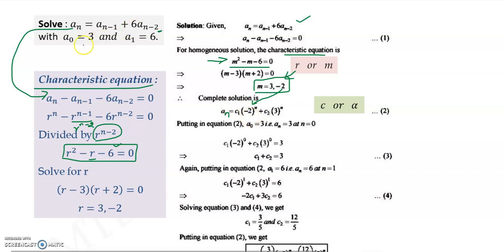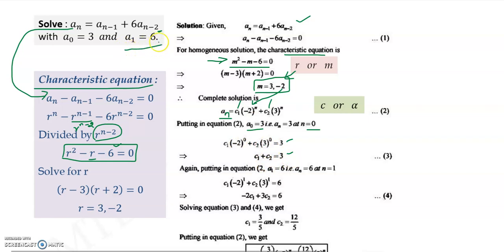Now what we have to do? See what is given in the question. We have written the solution, but we have to find the values of c1 and c2. How to find c1 and c2? You see, a naught equal to 3 and a1 equal to 6 are given. Take the first value, a naught equal to 3. Substitute it in a_n is equal to c1 times minus 2 power n plus c2 times 3 power n. Put n equal to 0. At n equal to 0, the value of a_n is 3. So c1 times minus 2 power 0 plus c2 times 3 power 0 equals 3. You will get c1 plus c2 is equal to 3.